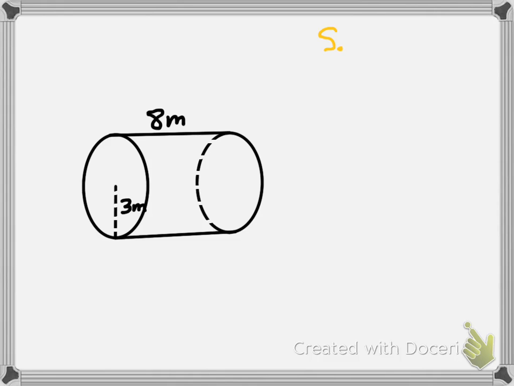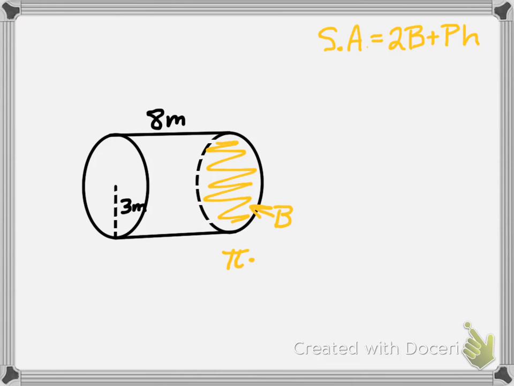Alright, so we've got our same formula. Okay, the radius is 3 meters, the height is 8 meters. So the area of my base is a circle, so pi times r squared. So pi times 3 squared, which is pi times 9. So I get that the area of the base is 28.26 meters squared.